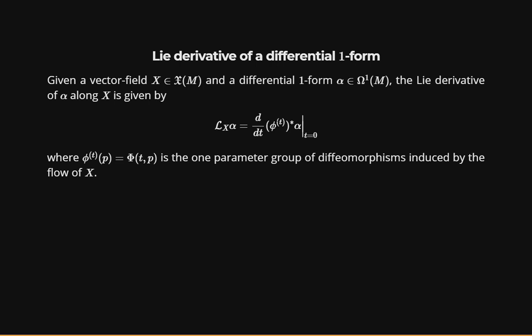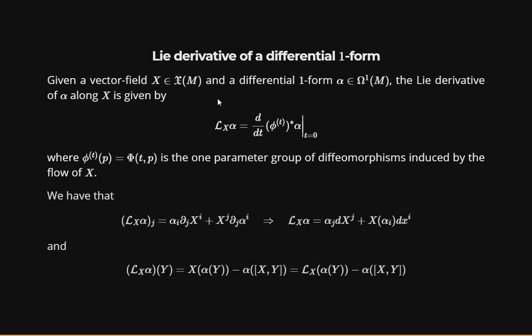The definition is always the same: it is the pullback of alpha via phi t. You differentiate it at t equals 0. So it's always the same definition. Now, in coordinates, it's just that. You can do the computations and you end up with this. So it's alpha i times the jth derivative of xi plus xj times the jth derivative of alpha i.